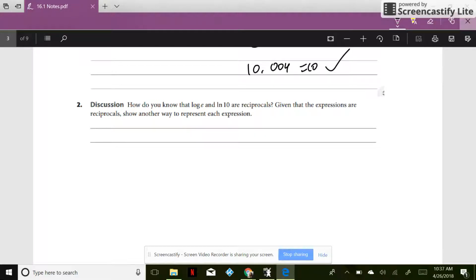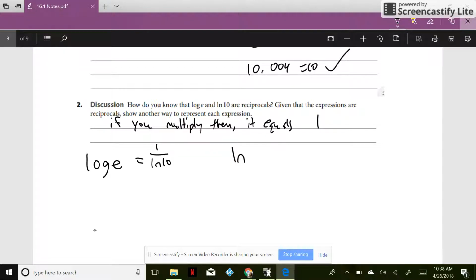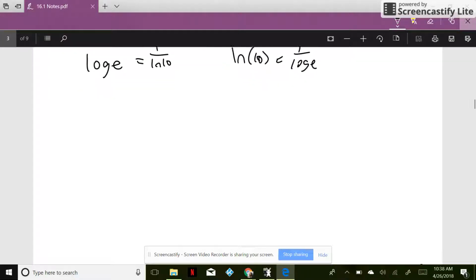You probably couldn't tell, but log e and natural log of 10 end up being reciprocals. So we want to think about how we can show that. How do we know that? It's because if you multiply them, it becomes 1. So how do we show that? We'd say that log of e is equal to 1 over natural log of 10, because they're reciprocals, and natural log of 10 then is equal to 1 over log e.